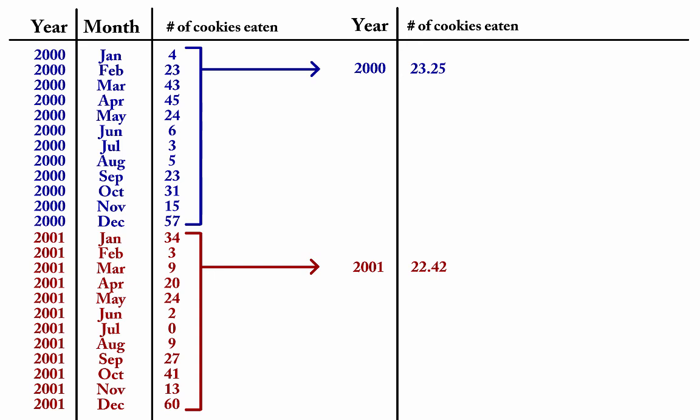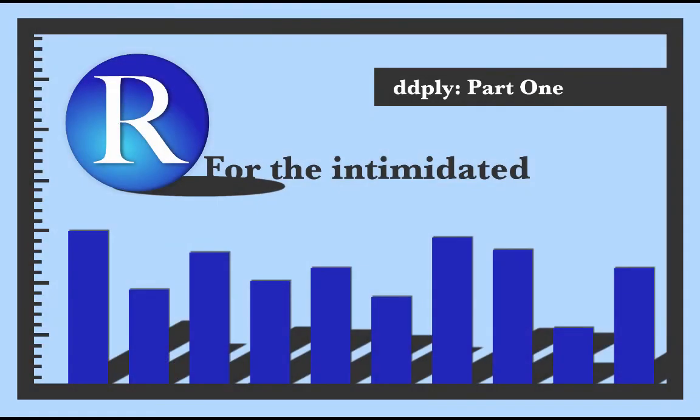So instead of going through and subsetting my data for each year and then applying the mean function and then recombining all of those individual numbers into a data frame, it's literally one line of code, and it gives me a whole new data frame with all those numbers. So that's the basic overview of what ddply does. And in the next video, we're going to jump into our code and actually see what that looks like in R.